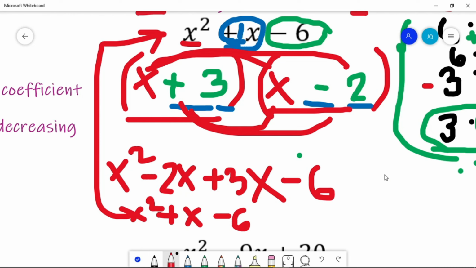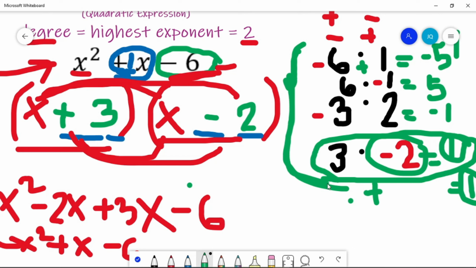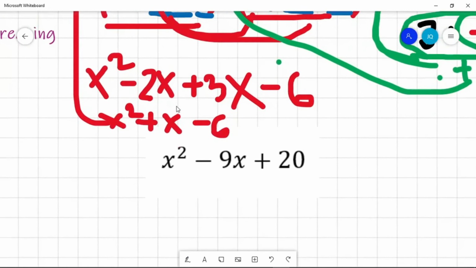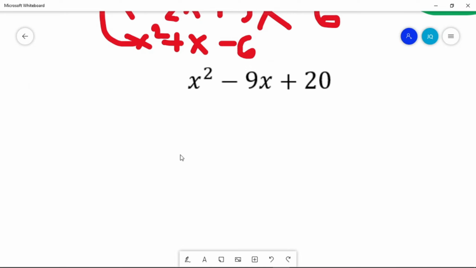And the process is, first, you get the factors of the constant term. And then, after that, check which of the factors would be equal to the numerical coefficient of the second term. Okay, do you have any questions? Now it's your turn to do it. Try to solve this one.